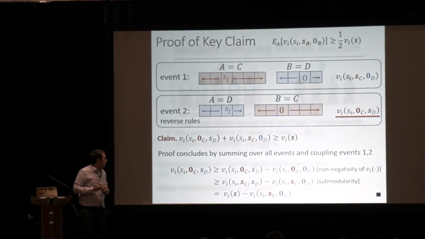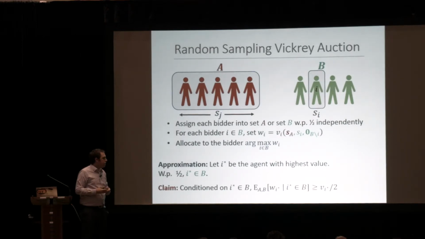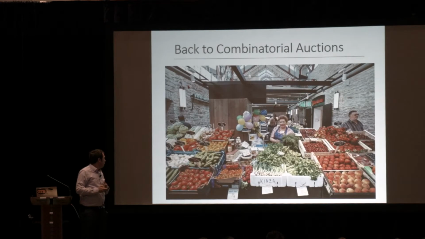Okay. So again, to connect to the mechanism, we said that the highest bidder is in set B with probability half. And I just showed you that in this case, his weight is in expectation half of his value. And we want to extend the argument to combinatorial auctions.